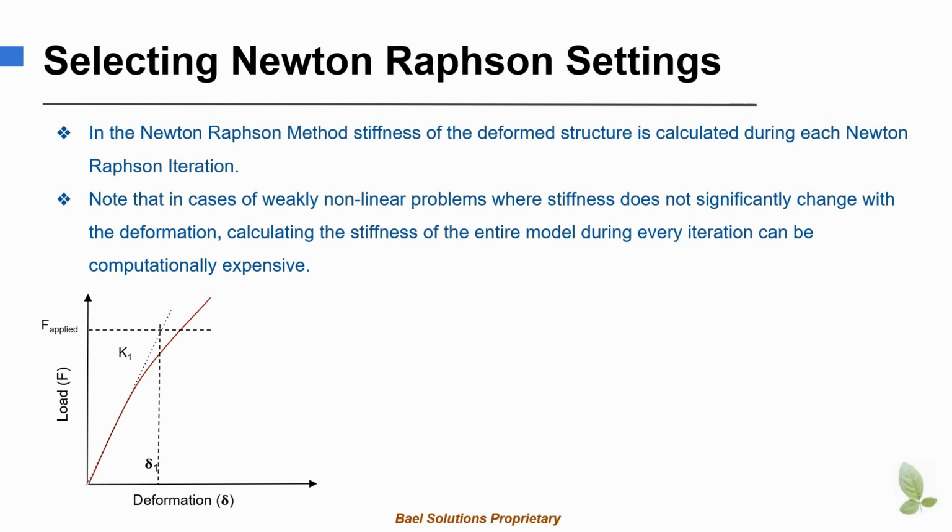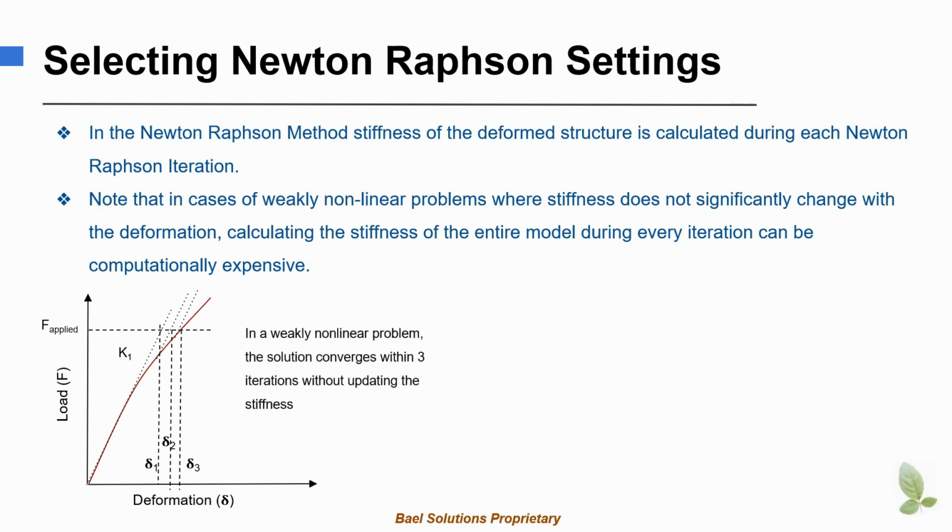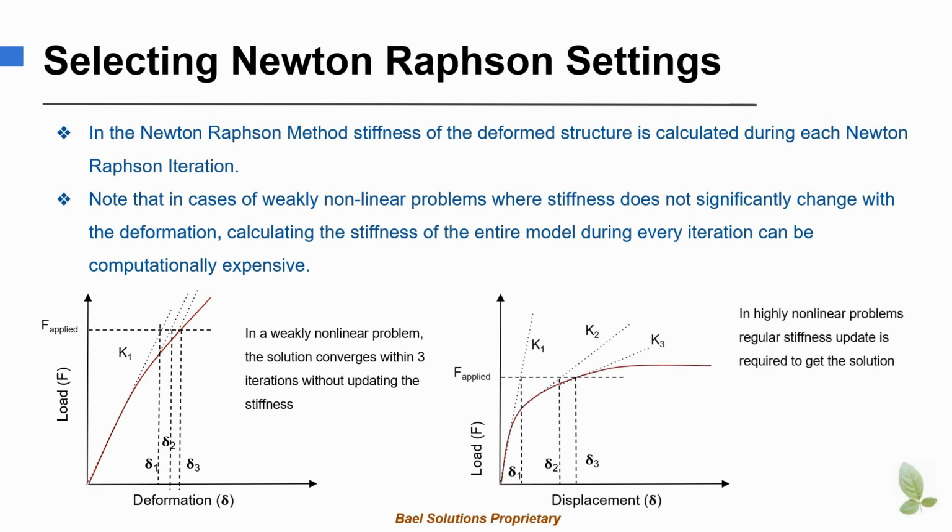However, in the subsequent iterations, the stiffness is kept constant, and deformations are incremented to account for the non-zero force residuals. As you can see, within a few iterations, deformations close to the actual deformations in the structure are reached. This is computationally less expensive compared to the full Newton Raphson method, where stiffness of the structure is calculated during every iteration.